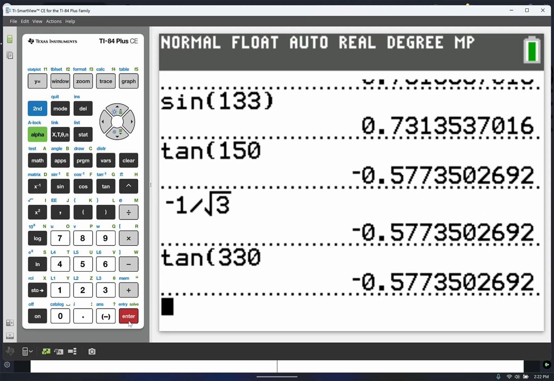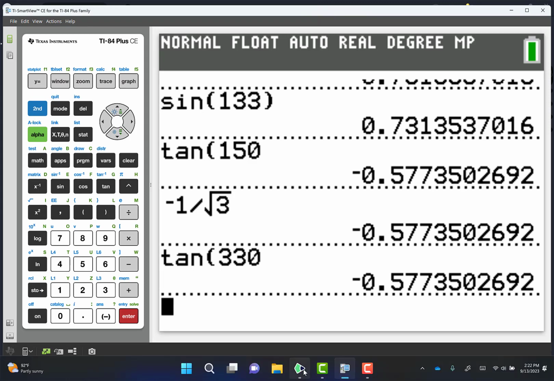And look, negative 0.577. Cool or not cool? Am I making sense? Okay. Let's go to the next one.